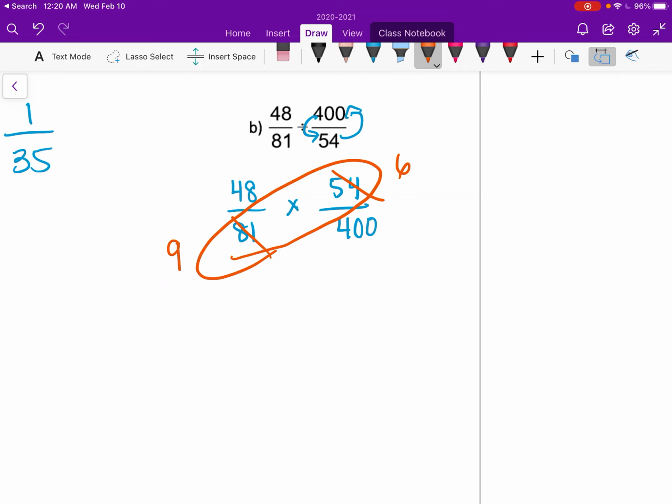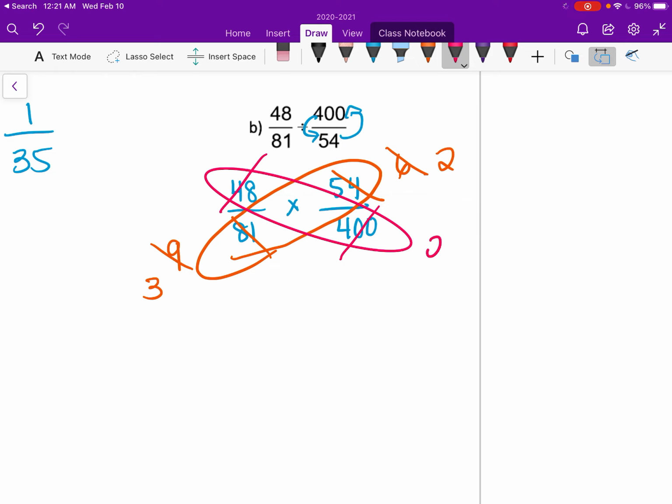I can actually divide that even further, right? Divide both by 3. So 6 divided by 3 is going to give me 2. Right, 9 divided by 3 is going to give me 3. So let's try it similarly on the other side, 48 and 400. So I think if you divide both by 16, it works. So 400 divided by 16 is, I believe, 25. 48 divided by 16 is, I believe, 3.